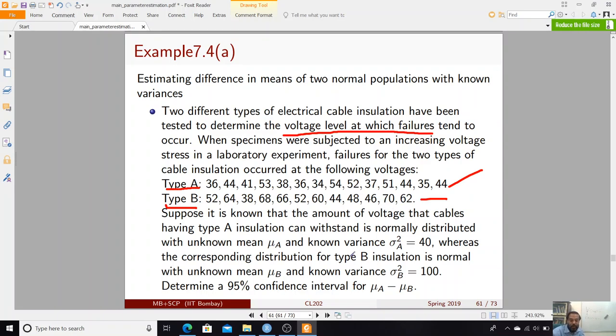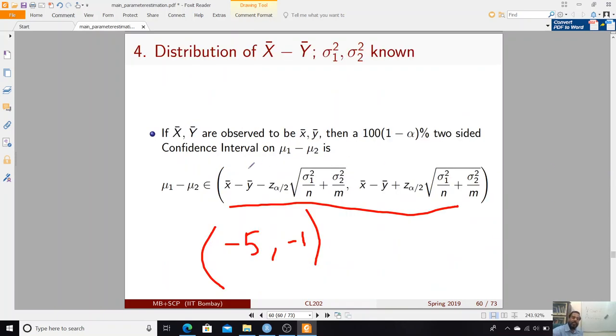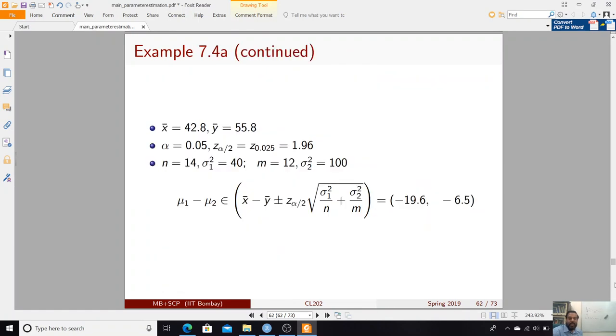In this case, of course, I need to know the variance, and somehow I know it is 40 for type A and 100 for type B. So I know that the underlying distribution of A is much sharper, but I do not know what the mean is. I want to find a 95% confidence interval for mu A minus mu B. We've already looked at this previously. I can find X bar and Y bar. I know sigma 1 square is 40 and sigma 2 square is 100, and I can count the number of samples and plug it in to give me that interval.